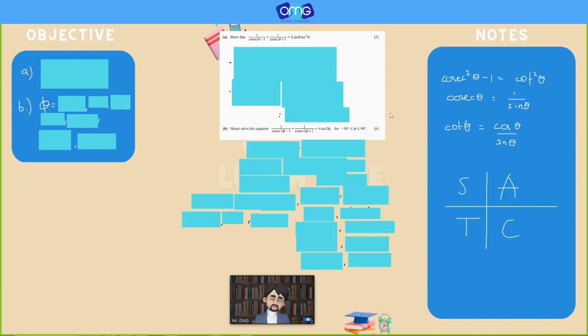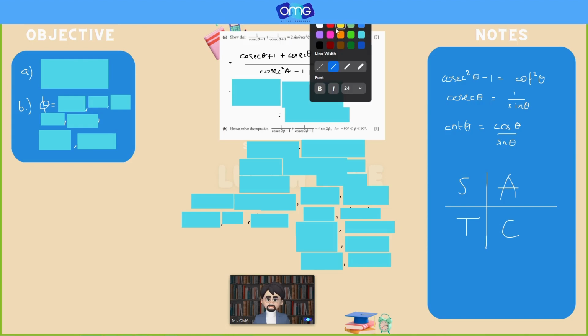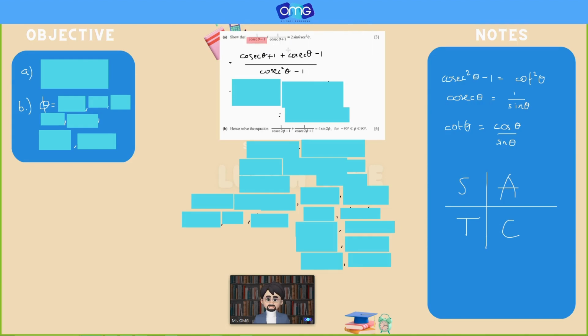Secondary questions, trigonometry identity. Show that this equals that. Okay, so 1 over cosecant, we're going to use fractions. We make it like this becomes that and this becomes that, yeah? And we multiply the bottom, which becomes cosecant squared minus 1, yeah?